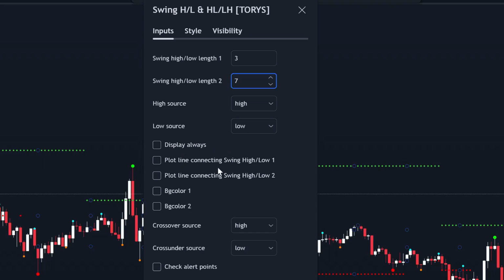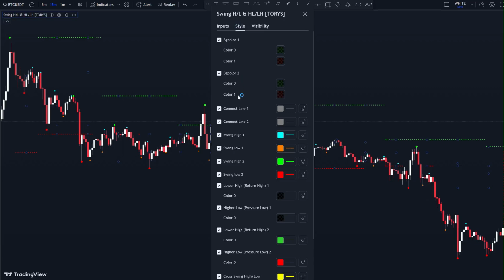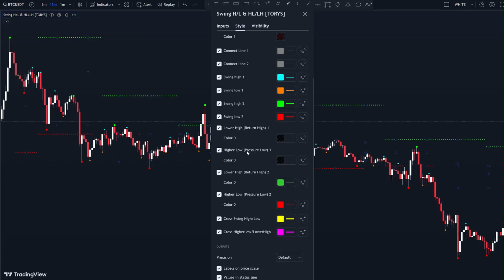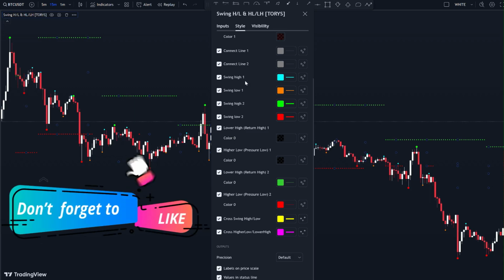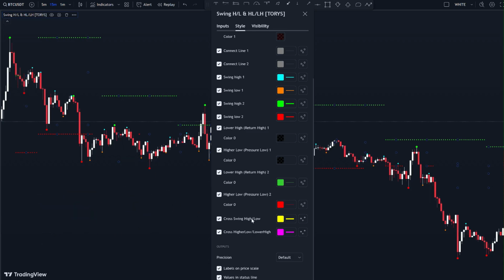But hey, if you want to customize the appearance of the indicator, you can totally do that too. Just go to the Style tab and make your adjustments. It's not absolutely necessary for the indicator to work, but if you'd like to personalize it to your liking, feel free to do so.